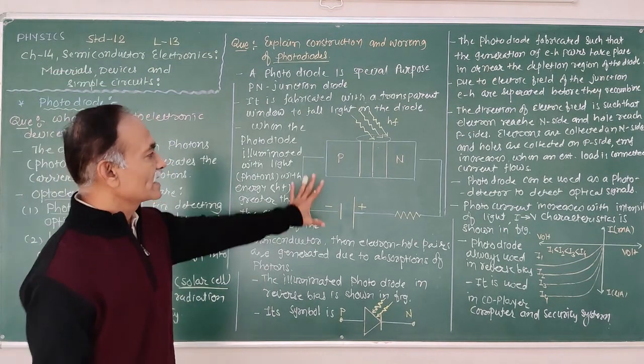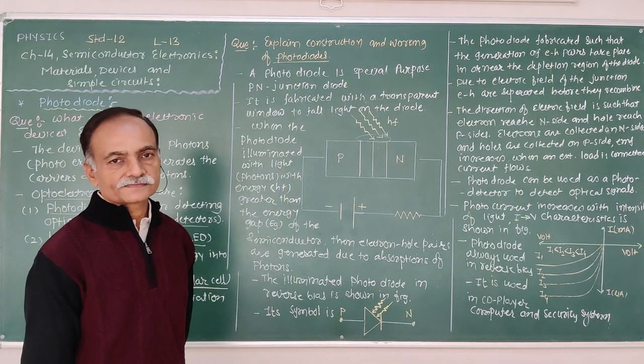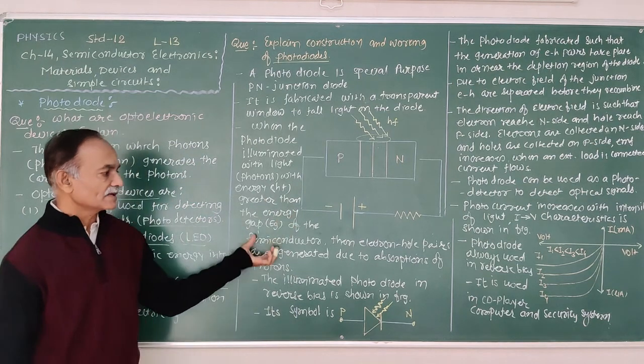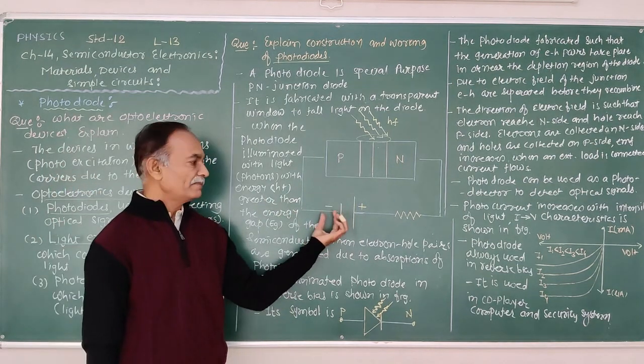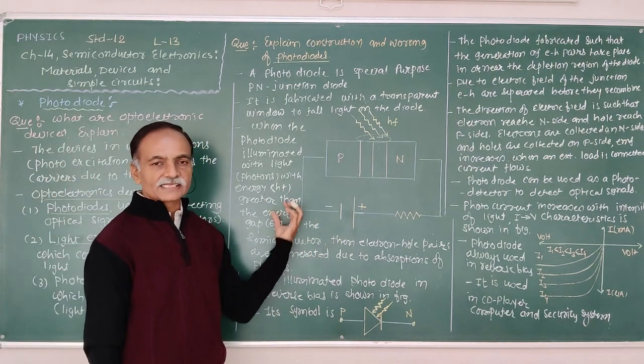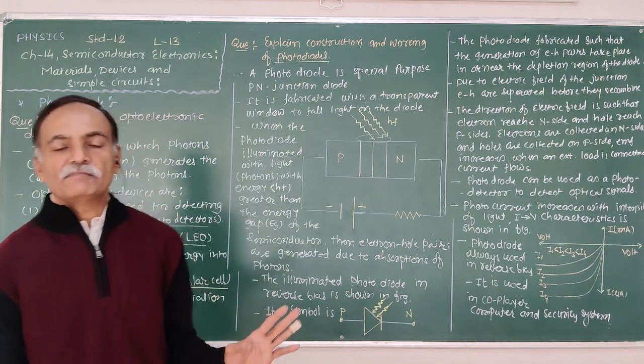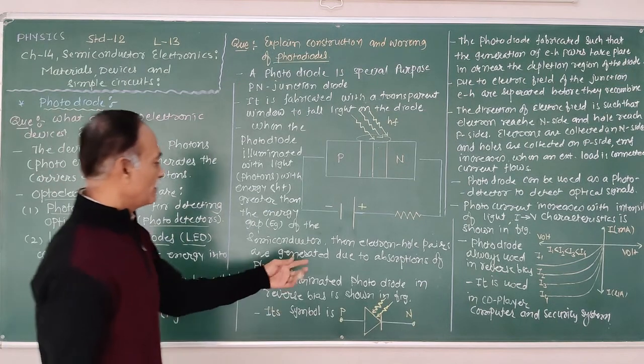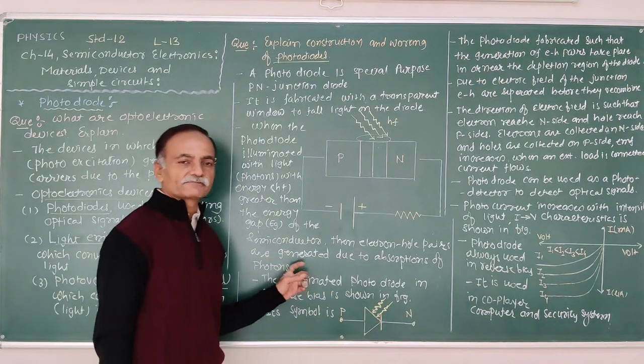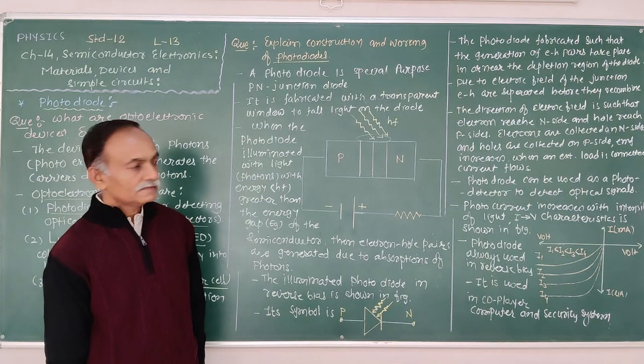Okay, what is the working? How does it work? There is the concept of how the electron-hole pairs are formed. As the light is incident on it, the energy hf is much greater than the band gap energy. So the electron-hole pairs are generated due to the absorption of light.